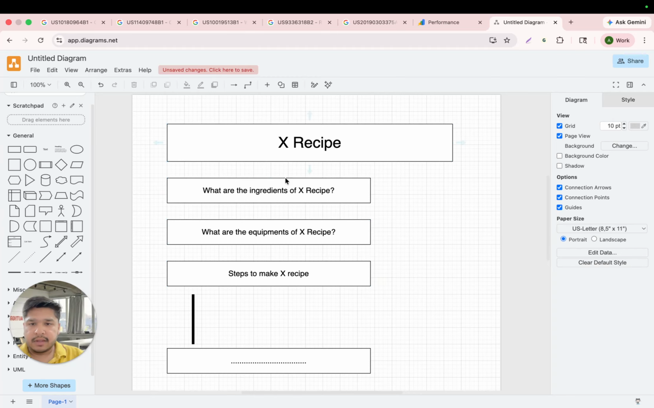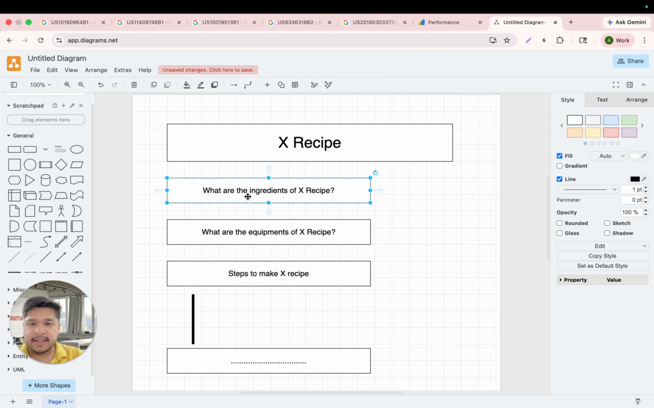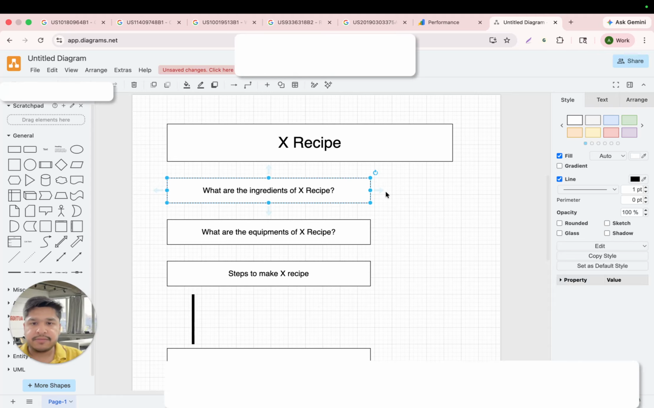So let's take an example. What are the ingredients of X recipe, right? You need to be responsive; although you may be relevant, you also need to be responsive. And by responsive I mean that when you are answering this, you need to start with something like, the ingredients of X recipe are, or the 10 ingredients of X recipe are mentioned in the below list, and similar kinds of things, and then you are becoming responsive, right?